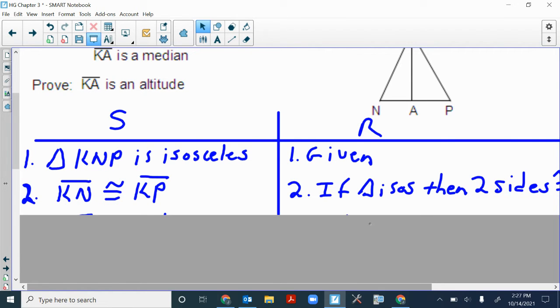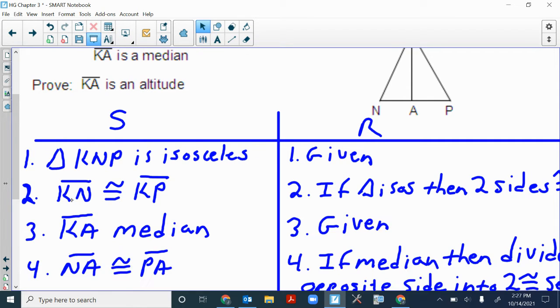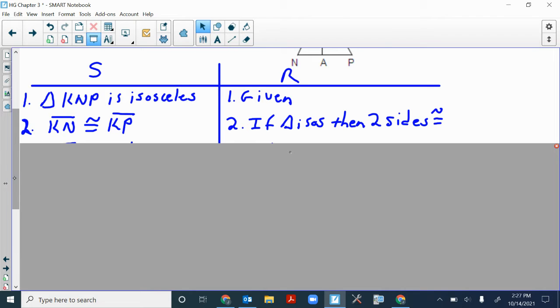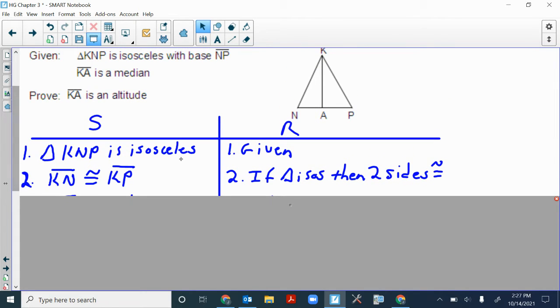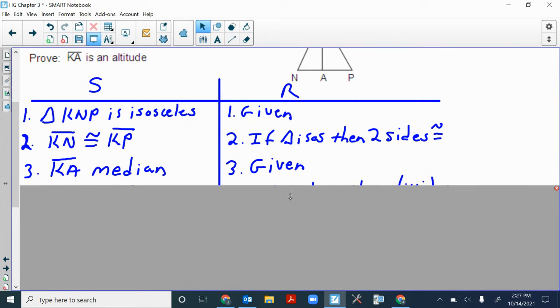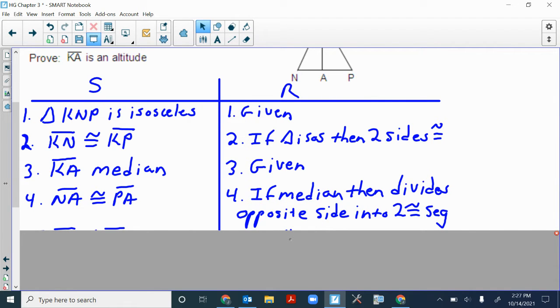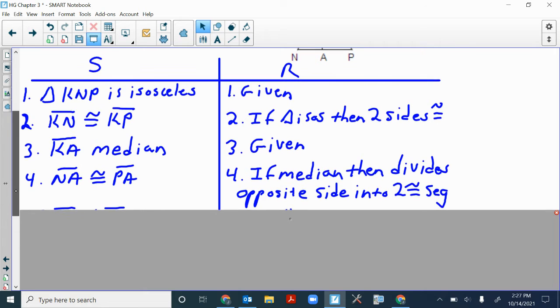Because of the fact it's isosceles, we know KN is congruent to KP, and that's if a triangle is isosceles, then two sides are congruent. If we keep going, KA is the median, awesome, and because of that, we know that NA is congruent to PA, and that's if a median, then it divides the opposite side into two congruent segments.